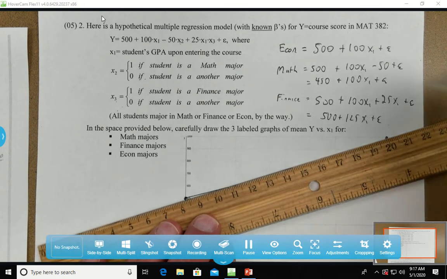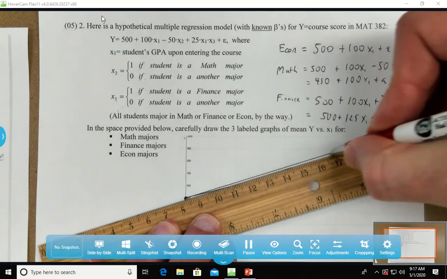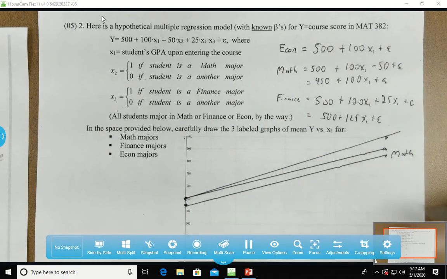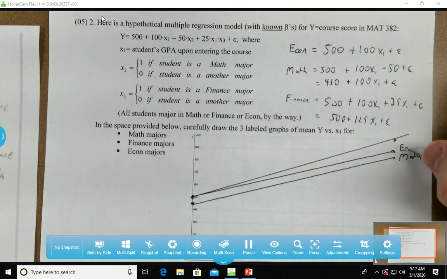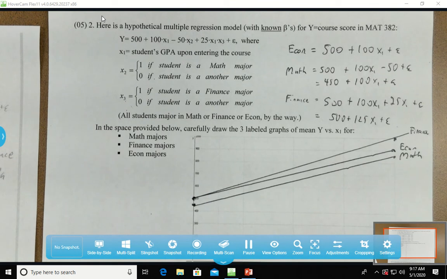And then we can make determinations based on this, that there appears to be, since this is parallel for econ and math, there doesn't appear to be any interaction between econ and math. But for finance, there seems to be interaction, at least with the slope. Okay? So that's using the indicator variables for a regression model.